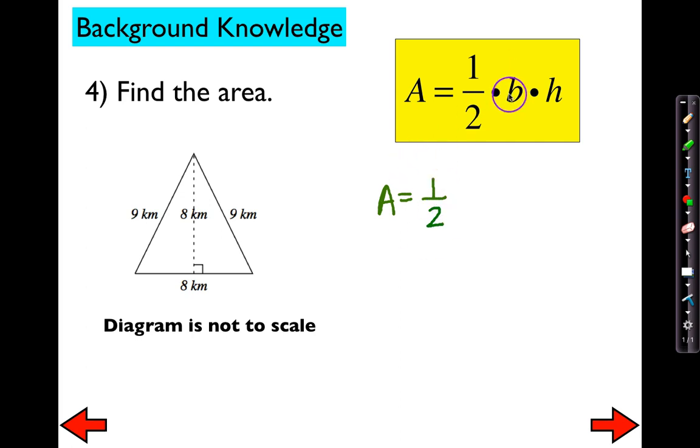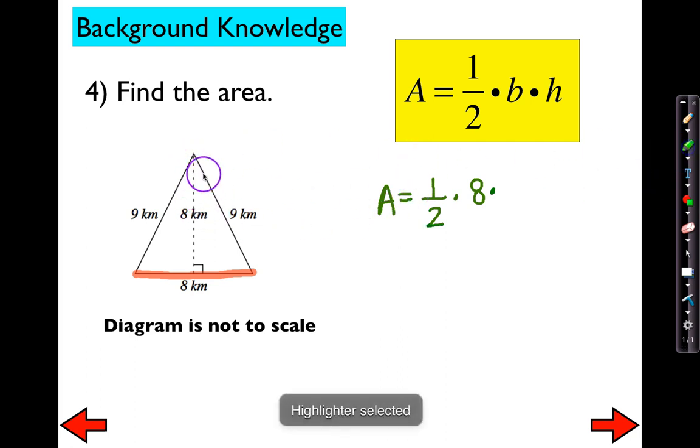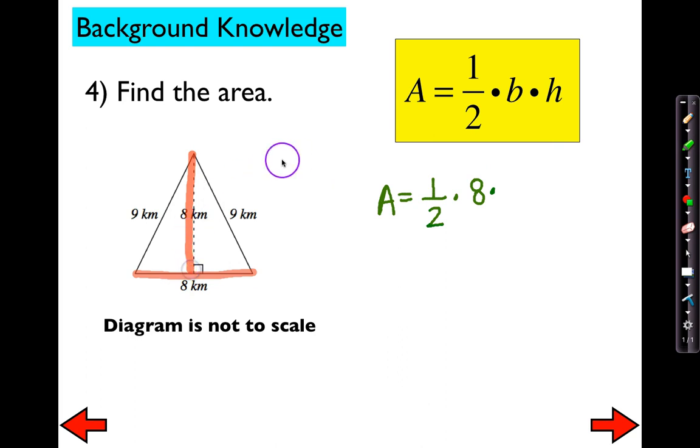So having that, I'm going to move on to the base. What is the base? Well, the base is right here. It's the bottom of the triangle. It is 8 kilometers, so let's multiply by 8. The height. How tall is this triangle? Do you think it's the 9 kilometers or do you think it's the 8 kilometers? Hopefully by this point you start to recognize that height is straight up and down. It's not slanted at all. So here I'm going to say that the height is 8 kilometers. That is how tall this triangle is. So we're going to write an 8 here.